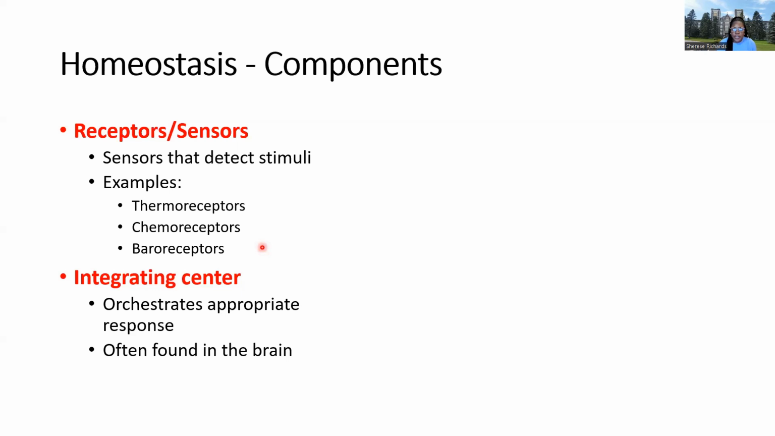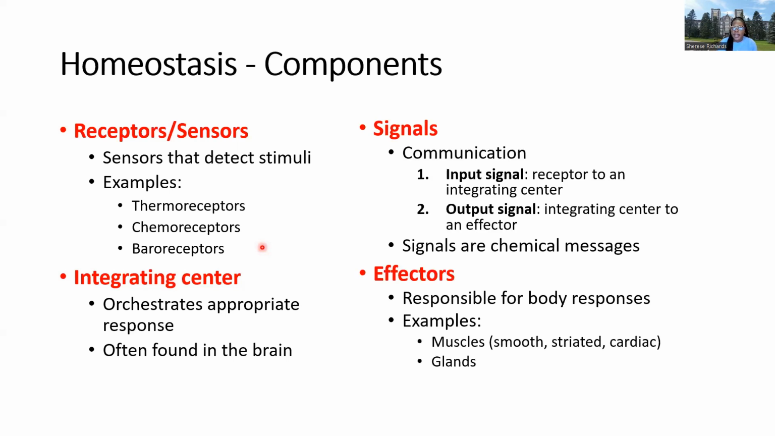The integrating centers here, these are going to be mostly in the brain, right? Most commonly found in the brain. And usually the medulla oblongata is the main integrating center. They're basically going to orchestrate the response. And again, I use the word CEO here because they're taking the information, making somewhat of the executive decision, and then sending the instructions down to the effector, okay? The signals are the communication.